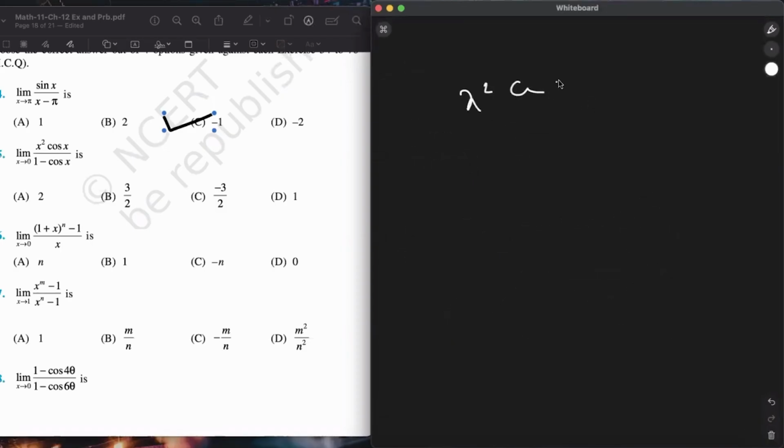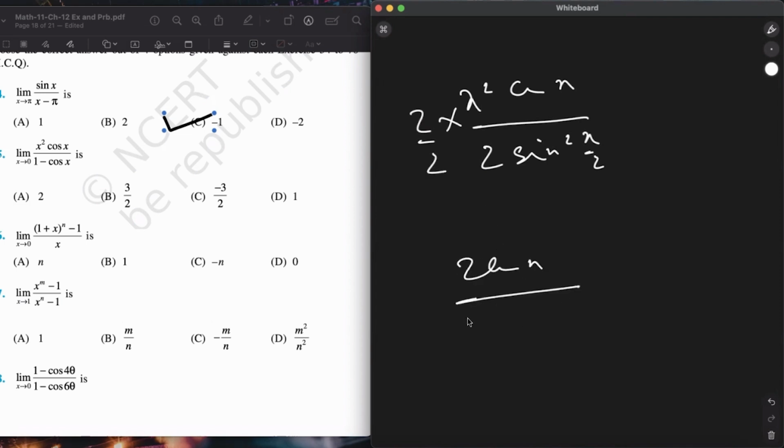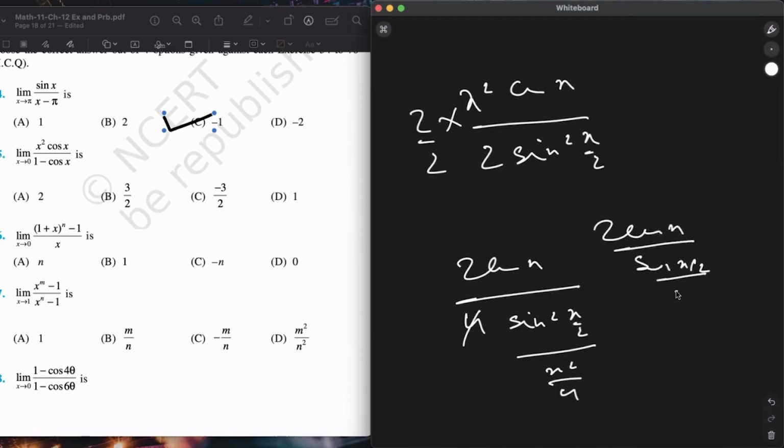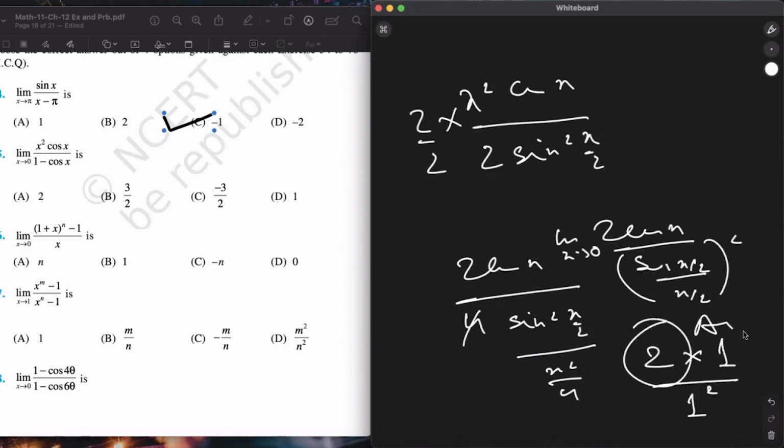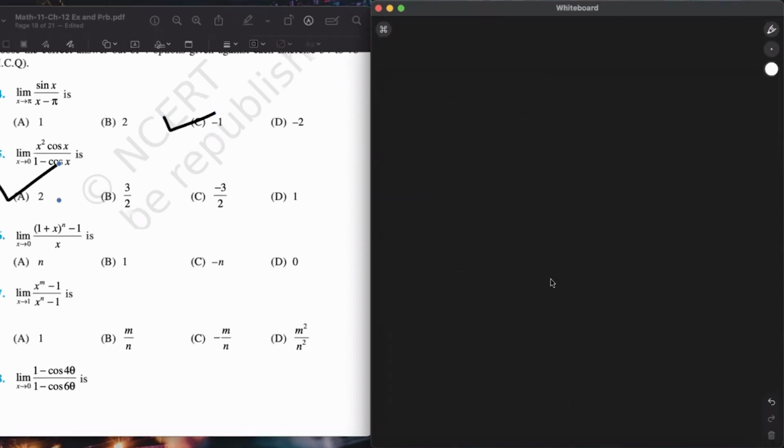Now x square cos x is there, and 2 times sine square x by 2 is also there. If I multiply and divide by 2, I'll have 2 cos x times 4 sine square x by 2, divided by x square. Taking it down, it is 2 cos x times (sine x by 2 over x by 2) whole square, limit x tends to 0. So I'll have 2 into 1 by 1 square. So the answer is 2, option A.